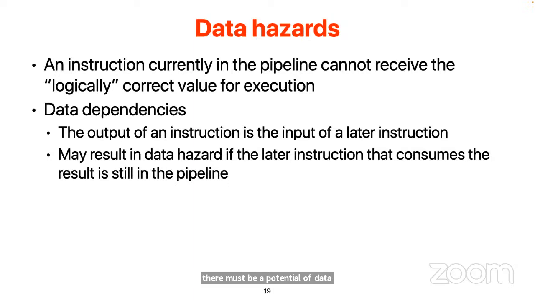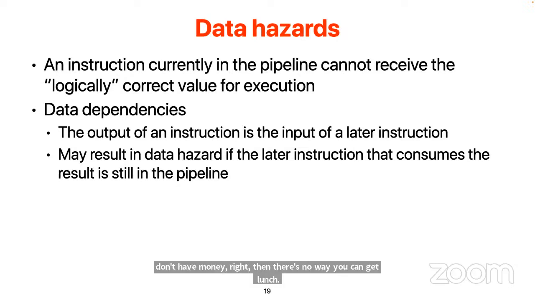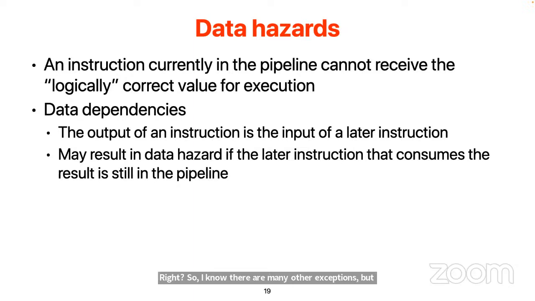Data dependency is everywhere. For example, if you want to go buy lunch and you don't have money, then there's no way you can get lunch. I know there are many other exceptions, but let's talk about normal cases. Most of the time, you have to bring something else. And think about your x86 instructions: there aren't that many instructions that can proceed without data. So that's why we have to care seriously about the problem of data dependency and data hazard.